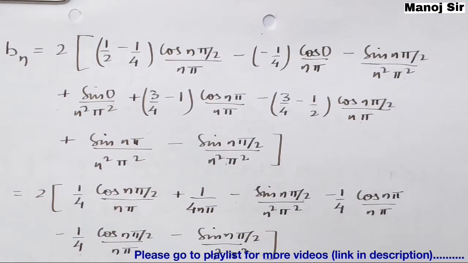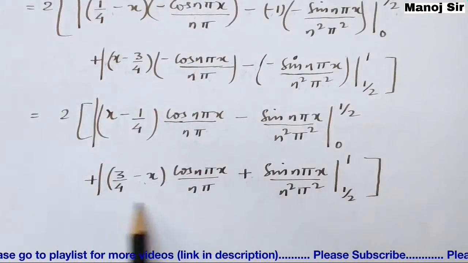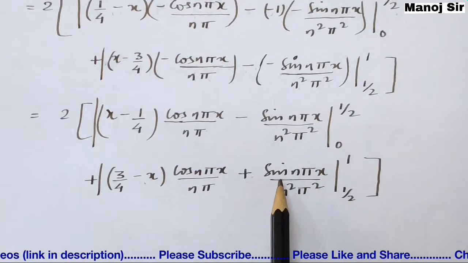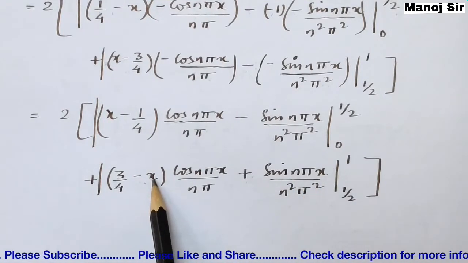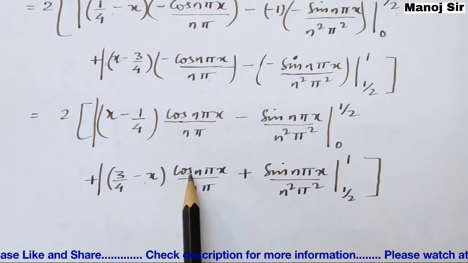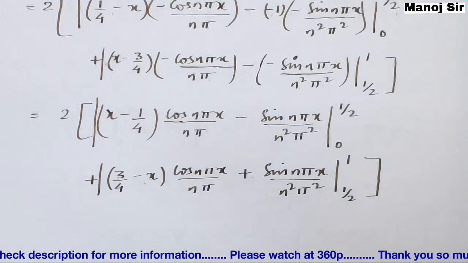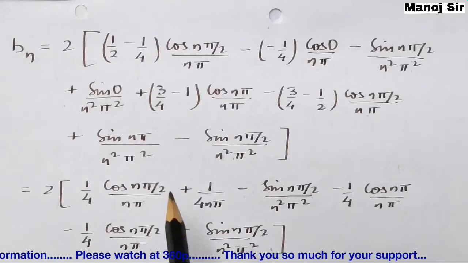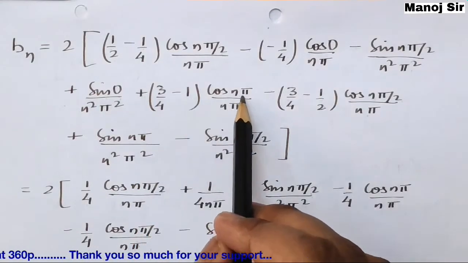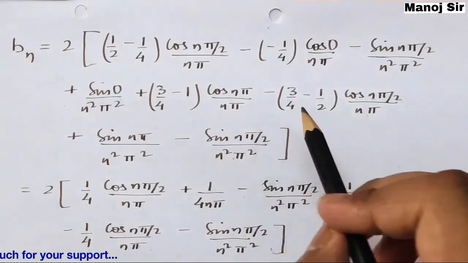Now we'll come to the second part, and the second part is this. Now simply put the upper limit, that is 1 in place of x, so this is going to be (3/4 minus x) into cos n pi upon n pi. Here you can see 3 upon 4 minus 1 into cos n pi upon n pi. Now the lower limit is half.